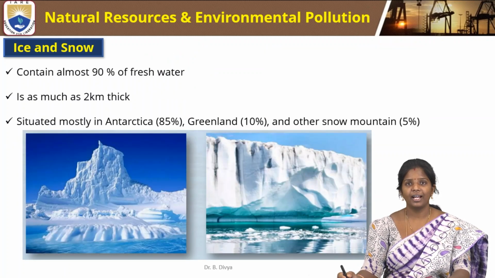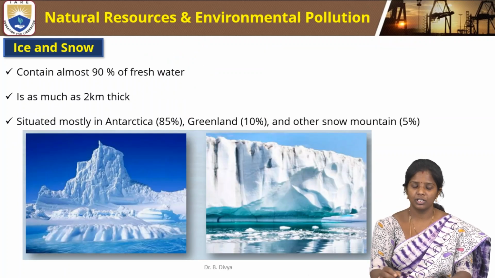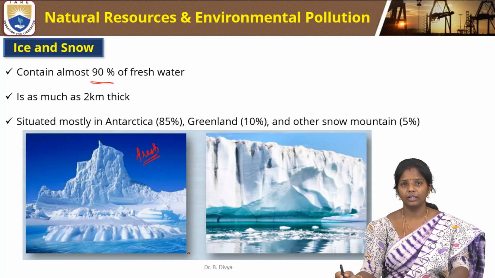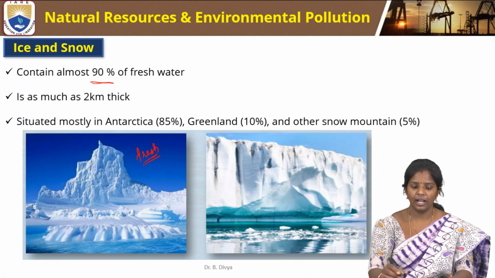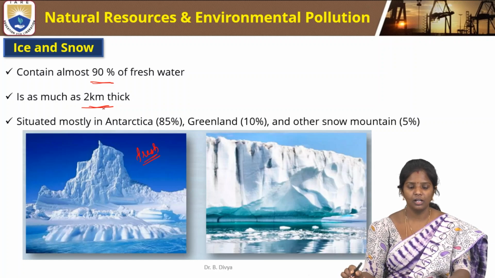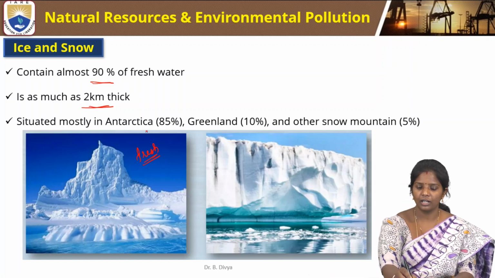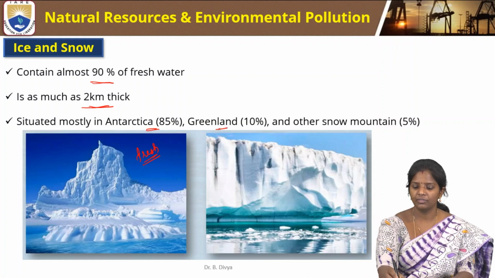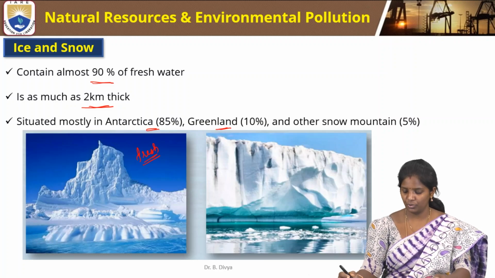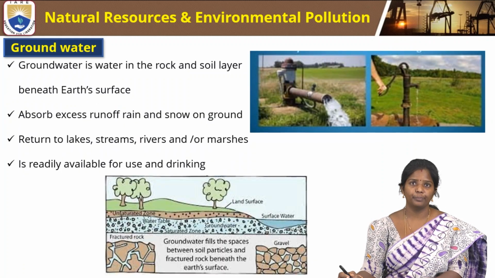Then ice and snow contain almost 90% of fresh water, which has very little or no salt content. Ice or snow as much as 2 kilometers thick is present, mostly situated in Antarctica and Greenland with 10%, and other snow mountains containing about 5% of this fresh water.